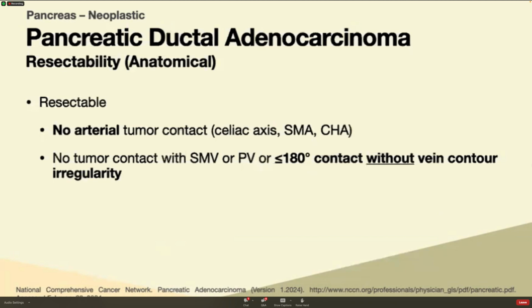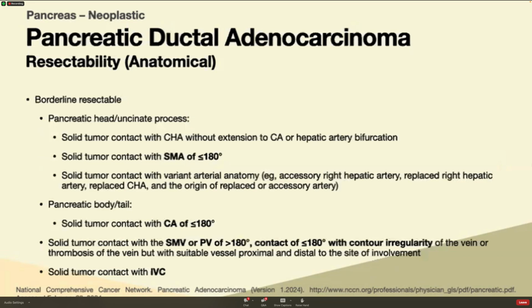So we now go to the assessment of resectability. This is usually included in the exam. For resectable tumors, these are tumors with no arterial tumor contact, or with tumor contact with the vein but less than 180 degrees and without vein contour irregularity. For borderline resectable tumors, these include those with arterial contact less than 180 degrees, or those with venous contact more than 180 degrees, or venous contact less than 180 degrees but with contour irregularity.